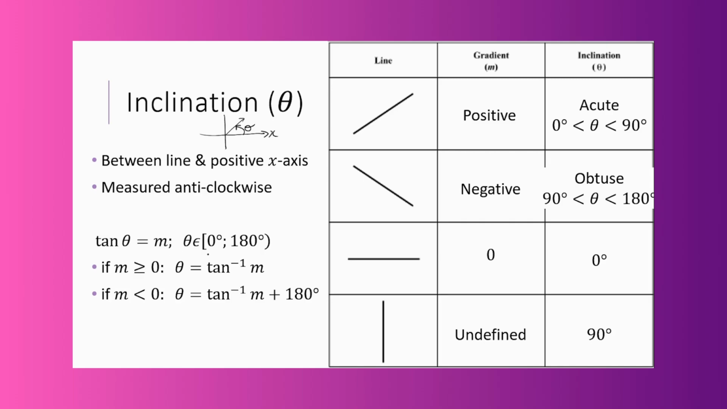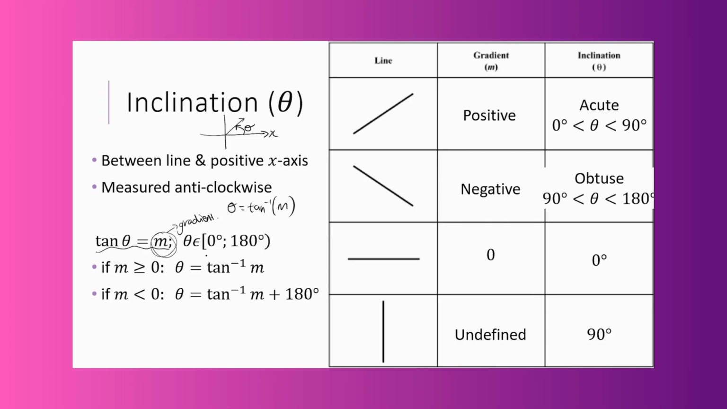But we usually work within 0 to 180, and it's measured anti-clockwise. So it's from here to the line. Then this is our formula for inclination, but it's also a formula for gradient, and it is tan theta equals m. Obviously if you want to find theta, you will use arctan and substitute in your m.